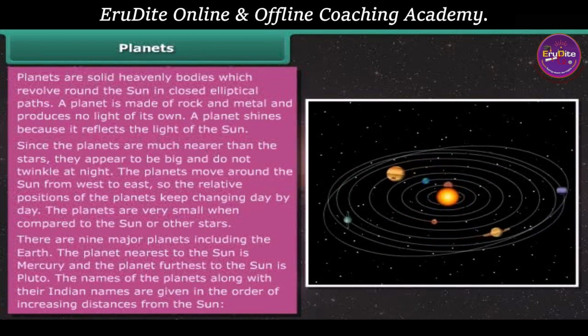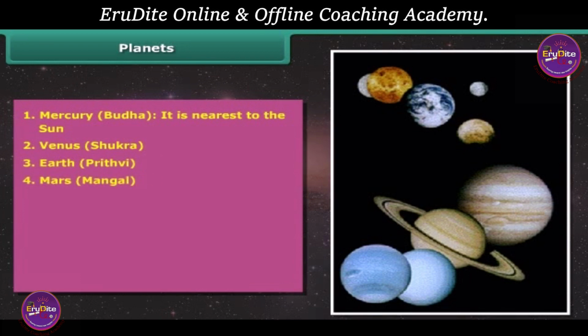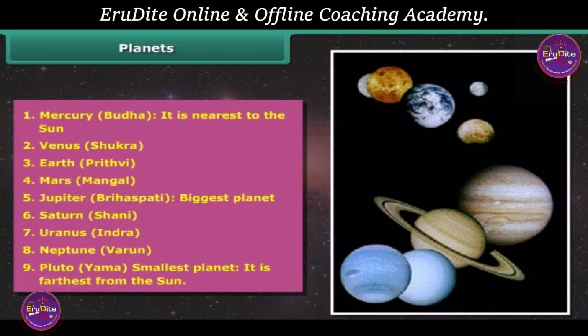The names of the planets along with their Indian names are given in the order of increasing distance from the Sun. Mercury, Buddha, the nearest to the Sun. Venus, Shukra. Earth, Prithvi. Mars, Mangal. Jupiter, Brihaspati, the biggest planet. Saturn, Shani. Uranus, Indra. Neptune, Varun. Pluto, Yama, the smallest planet. It is farthest from the Sun.